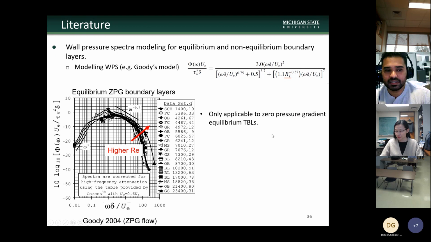Now, there have been different strategies to model the effect of these physics on wall pressure spectra. One of them is Goody's model, who tried to model the Reynolds number effect in equilibrium zero pressure gradient turbulent boundary layers, and he used this RT parameter, which is a function of friction Reynolds number and skin friction. He was able to capture this Reynolds number effect, but it was only applicable to zero pressure gradient turbulent boundary layers. It practically fails for other non-equilibrium flow scenarios.